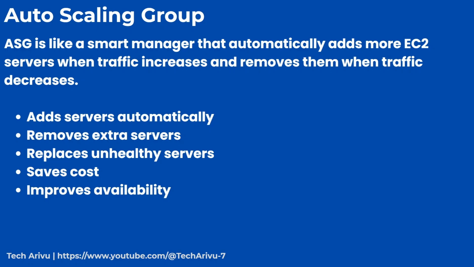This terminology is called scale out and scale in. Scale out means increasing the number of instances according to the traffic coming into our EC2, and scaling in is reducing the EC2 instances according to the traffic.